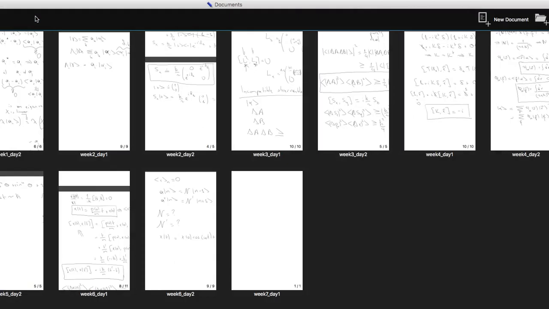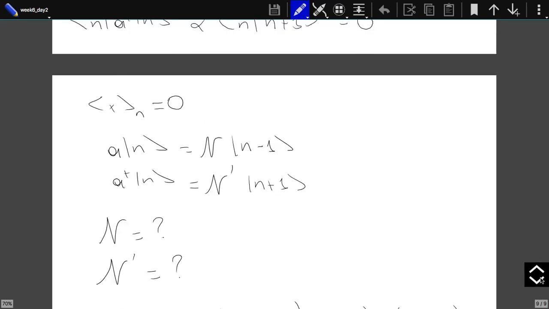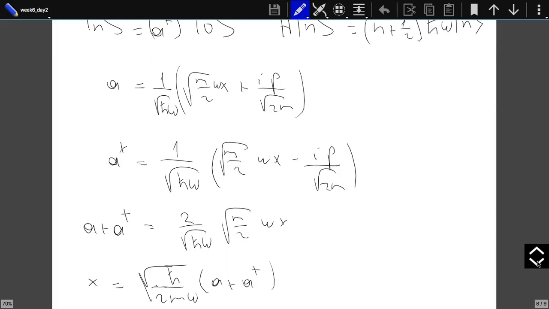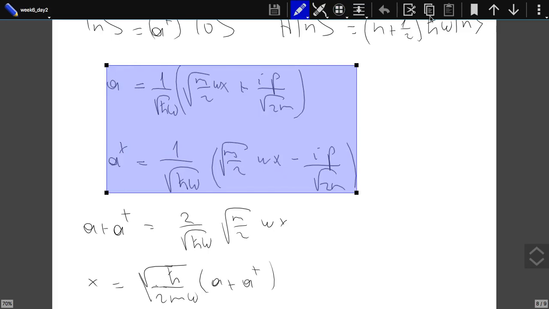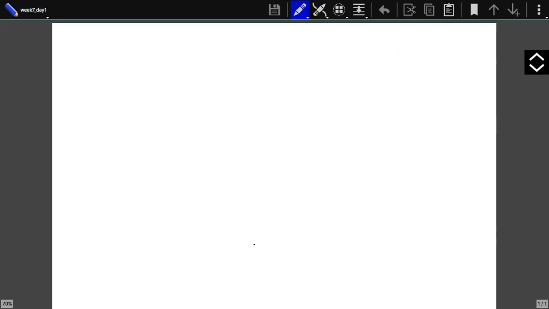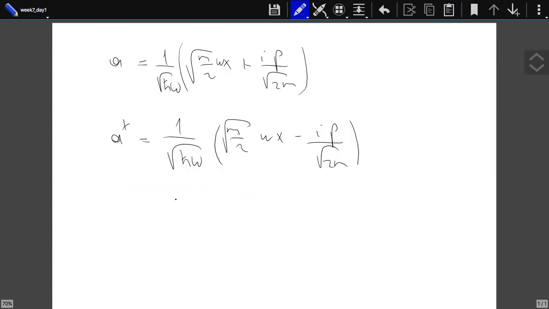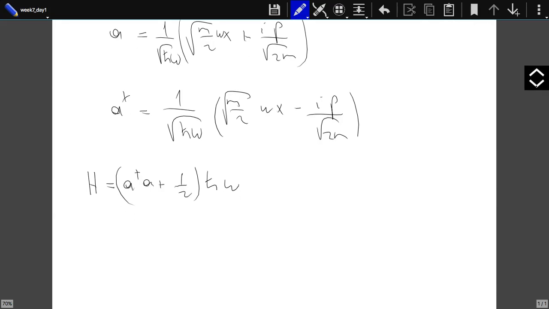Okay. Now, if you remember, last week we had started discussing the harmonic oscillator. We said that if we define these two operators, A and A dagger, then the Hamiltonian we could write in the form h bar omega times A dagger A plus 1/2. And these operators had these nice commutators.